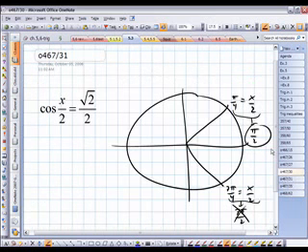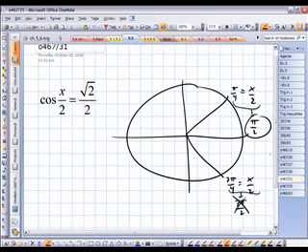Now, this is sort of the opposite situation where now it's a half angle instead of a multiple angle. And so, again, find out where cosine is equal to rad 2 over 2. That's going to be at pi over 4 and at 7 pi over 4. But that's not for x, that's x over 2. So to get x, you've got to multiply both sides by 2. So pi over 4 becomes pi over 2.